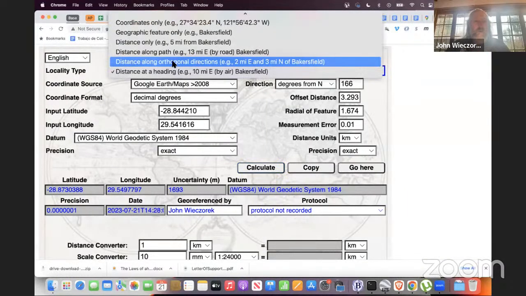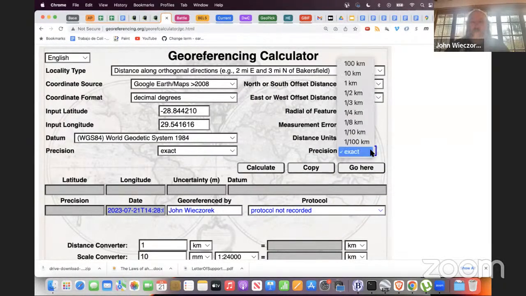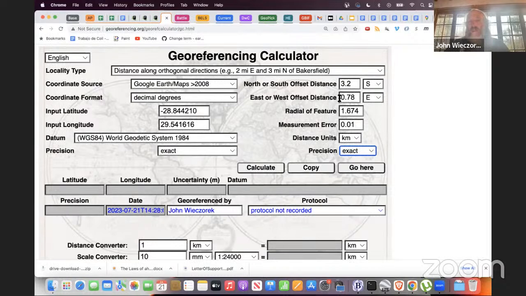Distance in orthogonal directions. Everything here is the same. 3.2 is the distance to the south. Here, 0.78 kilometers to the east. The radial of Winterton has remained the same. My measurement error has remained the same. My units are still kilometers. But now my distance precision is expressed in these two values. One says 3.2 kilometers and the other says 0.78 kilometers.